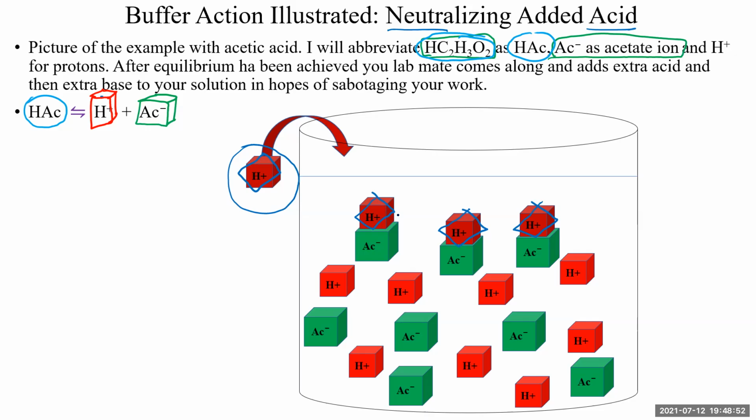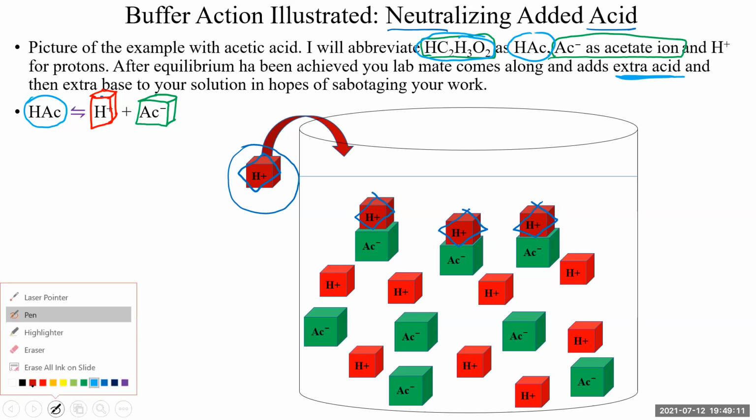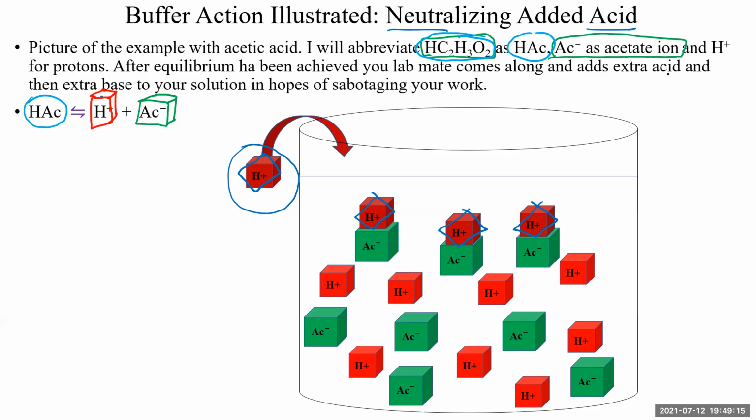So let's say you set up this buffer solution, and then your lab mate, somebody in your lab, comes along. They don't like you very much and they decide, you know what, I'm going to mess with his project or her project. I'm going to add a bunch of extra acid and ruin their experiment. Jerk. Okay, anyways, this is fictional. There's nobody like that. I don't even have anyone in mind. Nobody ever did anything like that.